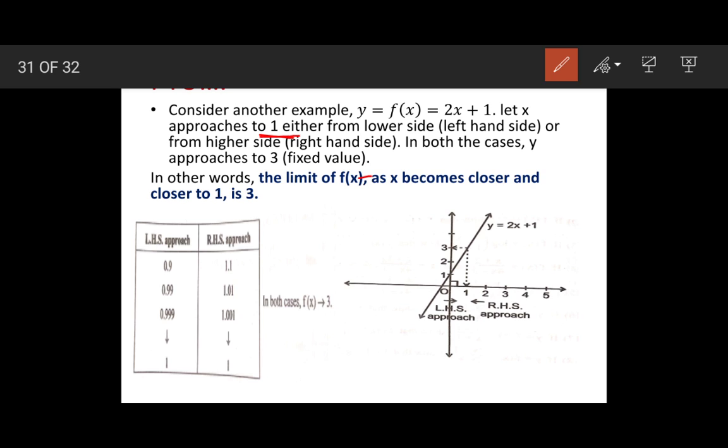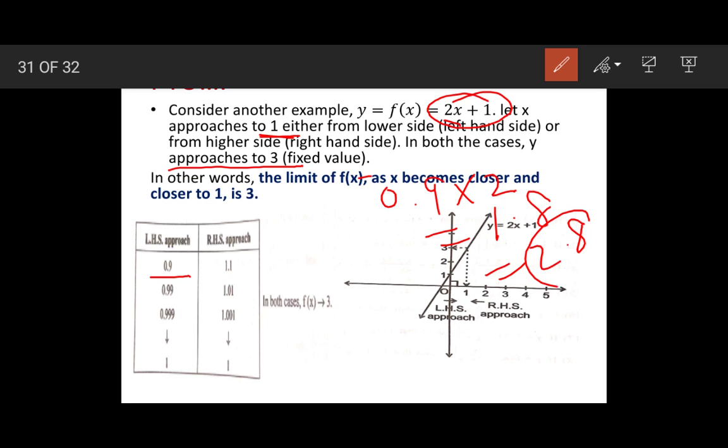See, when x approaches 1, say when x value is 0.9, substitute x as 0.9 in this equation. So 0.9 into 2 is equal to 1.8, right? 1.8 plus 1 is equal to 2.8. So y approaches 3, right? 2.8 is close to 3.